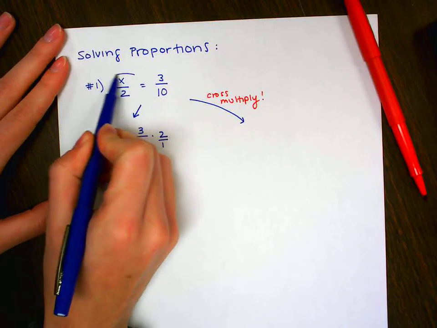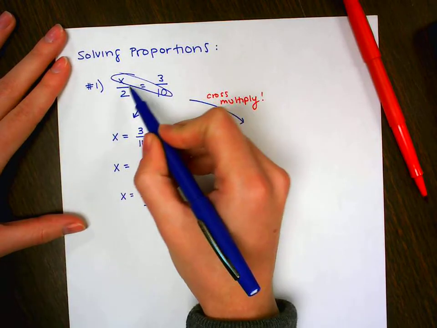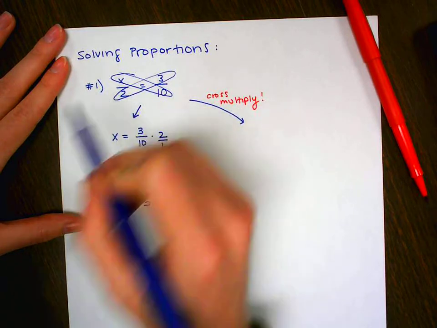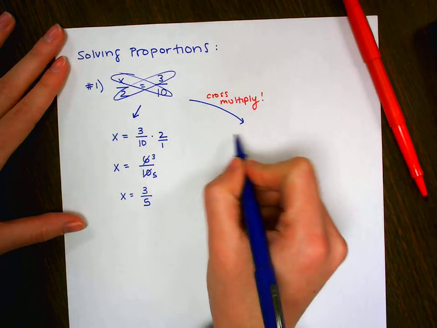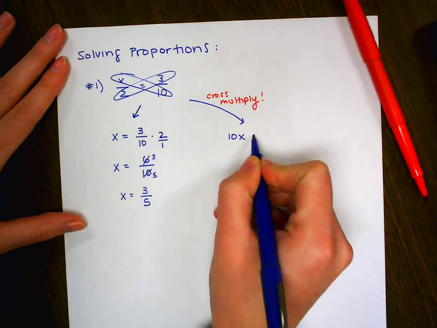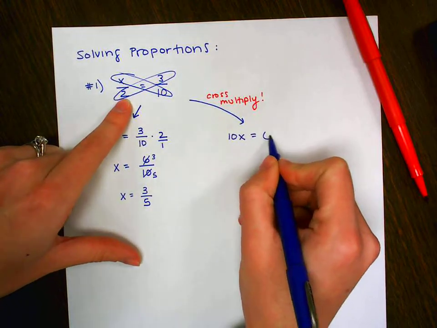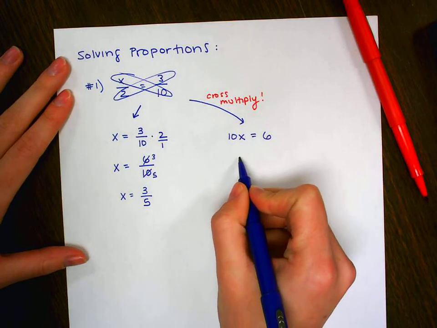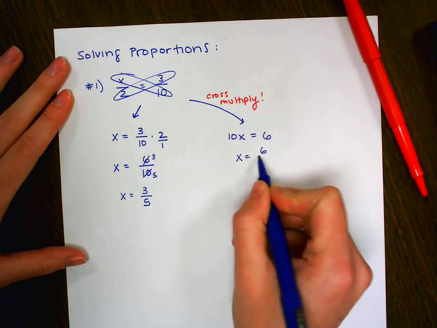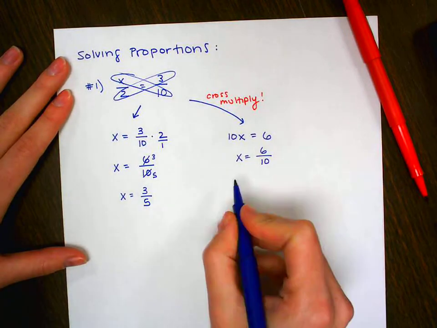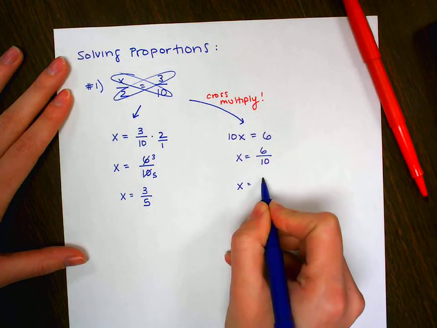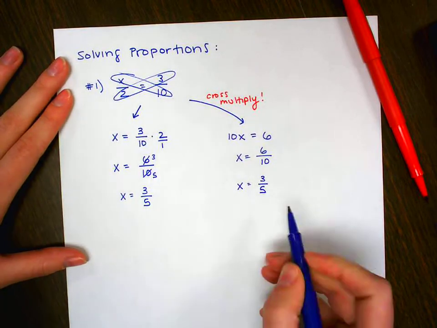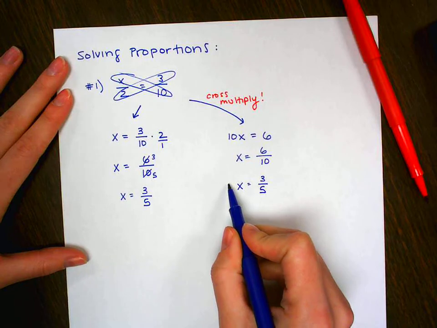So I'm going to do x times 10, and that's going to give me the same value as 2 times 6. So 10 times x I can write as 10x. 2 times 3 I can write as 6. To get x by itself, I'm going to divide by 10. And again, just like before, I have to simplify, and we already know that this simplified is 3/5. So cross-multiplying allows us to get to the right answer.